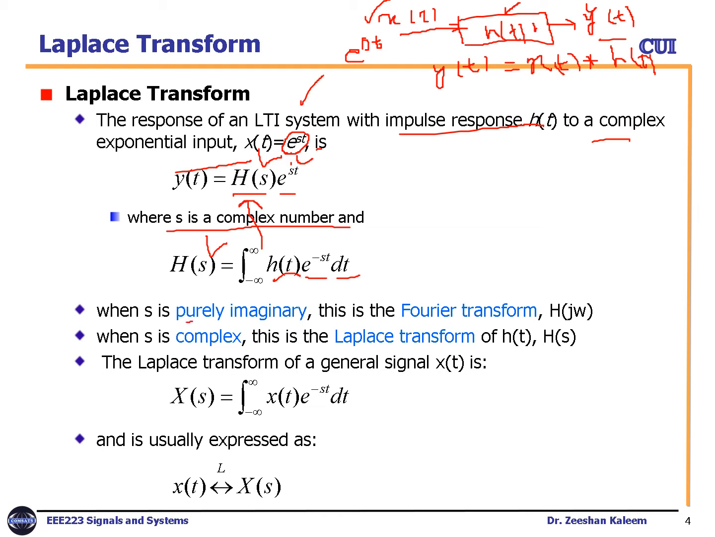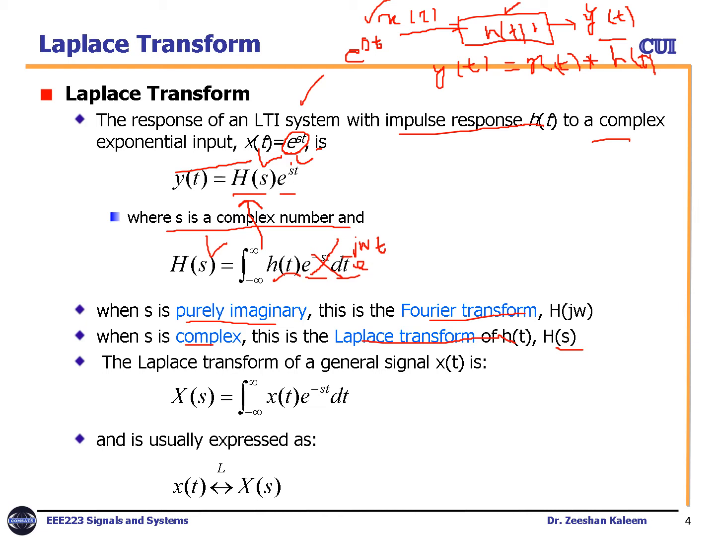When s is purely imaginary, this is the Fourier transform. So when you have only j omega instead of s, j omega is purely imaginary. If you have e^{-j omega t} with h(t), then this part is called the Fourier transform. You already studied this. If you replace this with e^{-j omega t} and h(t), it becomes the Fourier transform. When s is complex, then this is the Laplace transform of h(t), H(s). So H(s) is the Laplace transform of h(t).